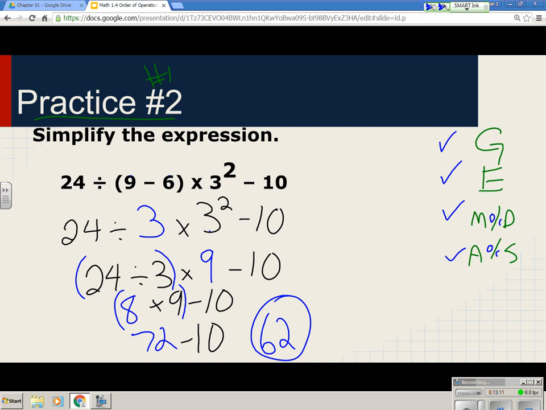I ran out of space, so I'll put it on the side. So if you got 62 as well, give yourself a pat on the back. You're getting this. You're starting to understand the order.